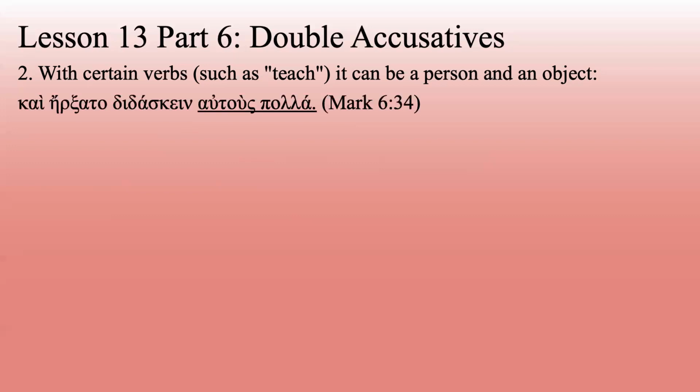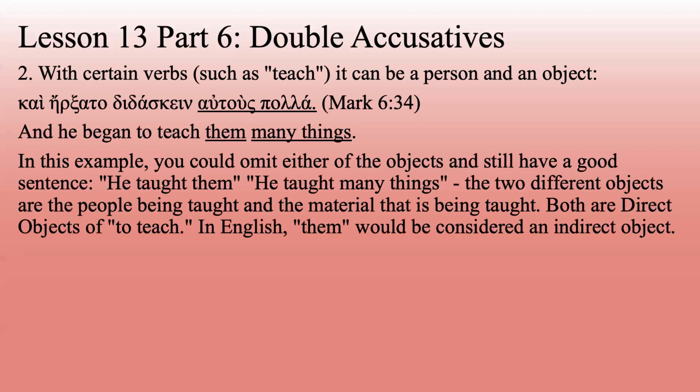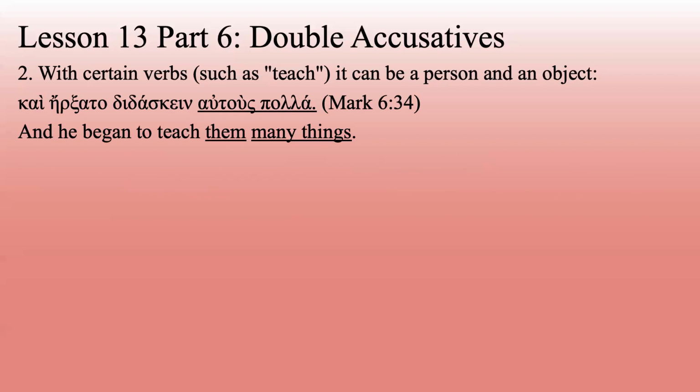So for example, kai ērxato didaskein autous polla. And he began to teach them many things. He taught who? He taught them. He taught what? He taught many things. The sentence functions equally well if either one of them is missing. It works just fine. And so this is a double accusative in Greek.